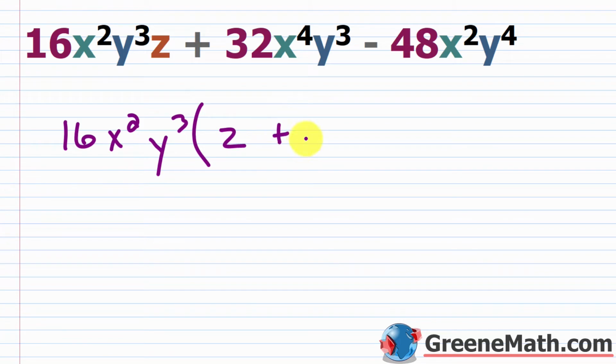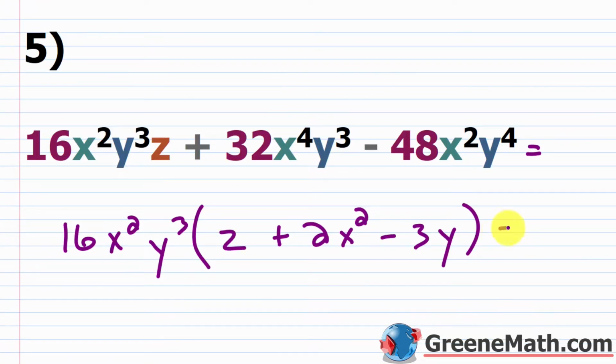Then plus, you can do 32 divided by 16, that's 2. X to the 4th power divided by x squared is x squared. And then y cubed divided by y cubed is 1. Then minus, you're going to have 48 divided by 16, that's 3. X squared over x squared is 1. Y to the 4th power over y cubed is going to be y. So this is 16x squared y cubed times this quantity here. Let me put equals. This quantity z plus 2x squared minus 3y. And again, you can always check this with the distributive property.